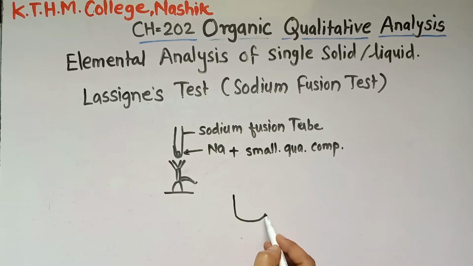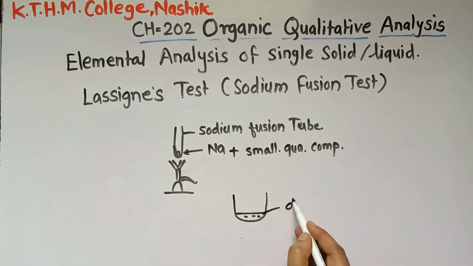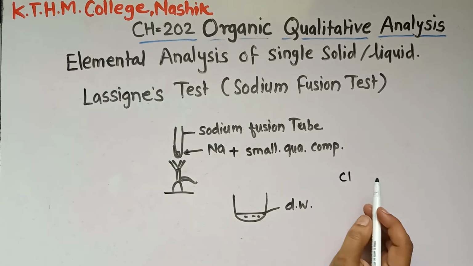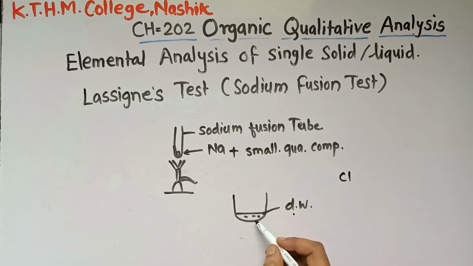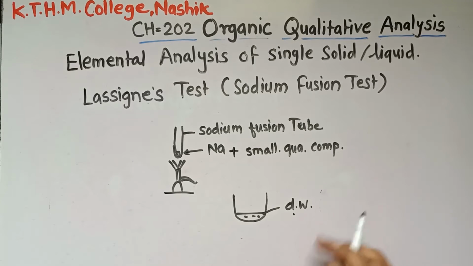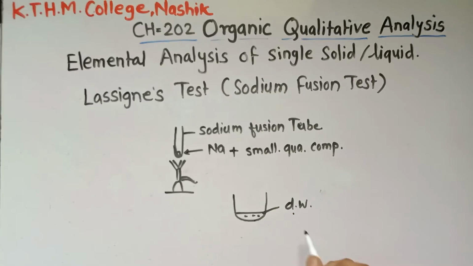After that we take a crucible. In that crucible we take 10 ml distilled water. Here we use distilled water. We are not going to use tap water because tap water may contain halogen. Chlorine is present in tap water. That's why, if we use tap water, our halogen test will be positive. That's why we use distilled water for the sodium fusion test.